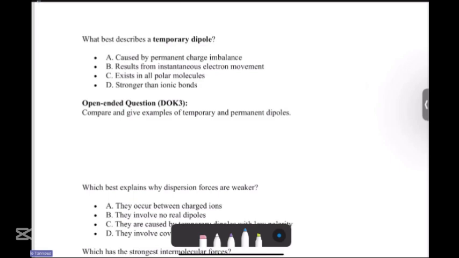A temporary dipole means it's a dipole that will end, will stop. It's not permanent. So, let's see the choices. It's caused by permanent charge? No, that's a permanent dipole. Results from instantaneous electron movement. That's the definition of London dispersion forces.